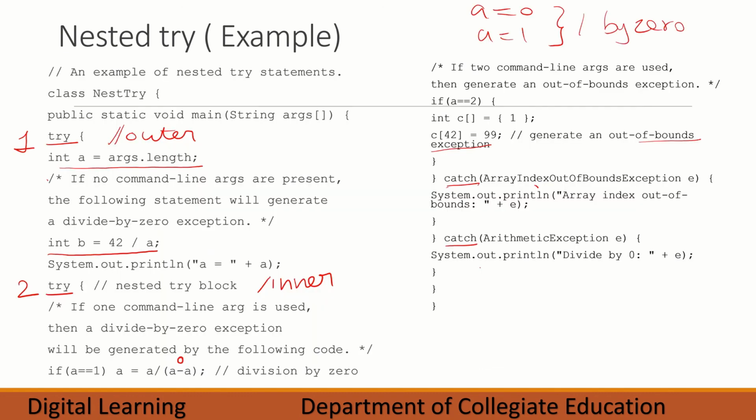So now we came to know that when we use nested try blocks, the outer try can access only the outer catch statement, whereas the inner try can access both the inner catch and the outer catch.